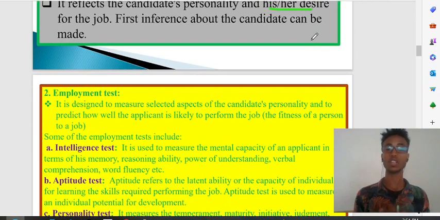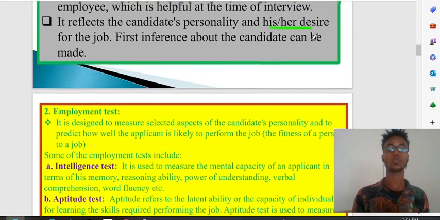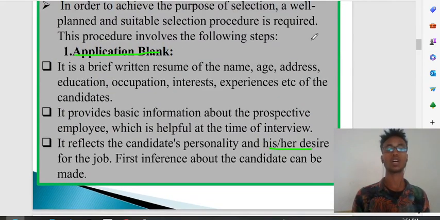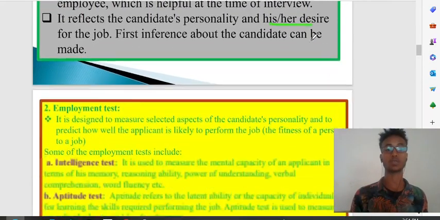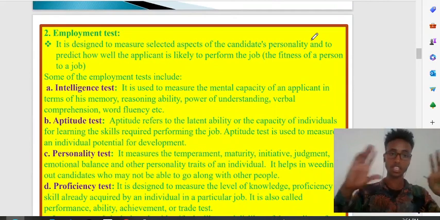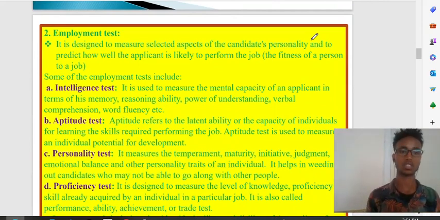The first inference about the candidate can be made in the case of the application blank. The second step is the employment test.